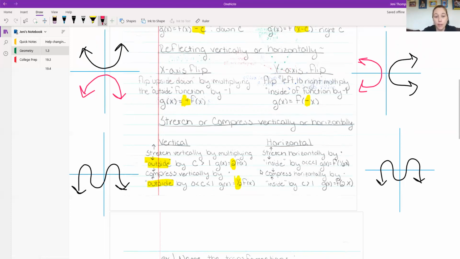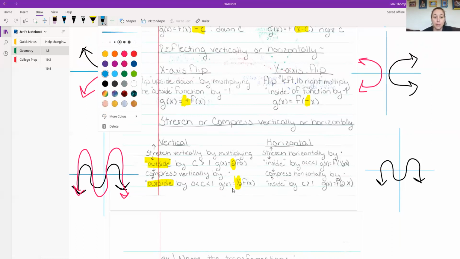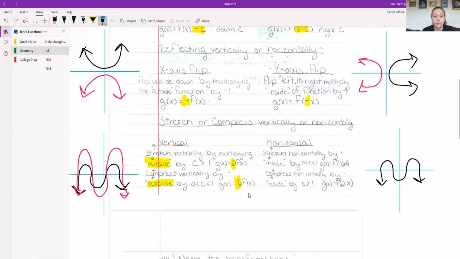So if we're stretching vertically, we kind of make it longer. Here's our vertical stretch. That's multiplying on the outside. Every time you multiply on the outside, that's a vertical stretch. Depending on the number, if it's greater than 1, it's stretched. If it's less than 1, it's compressed, it's squished.